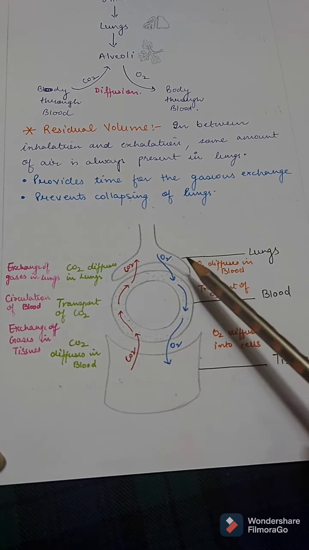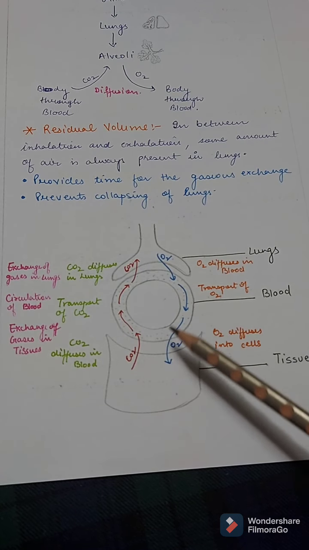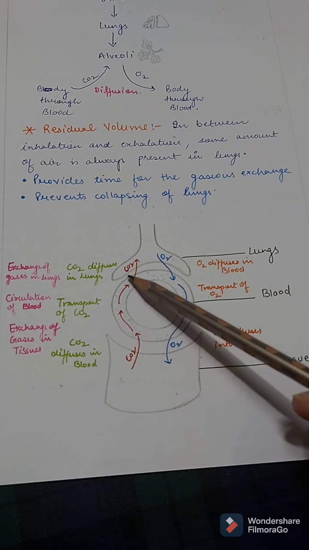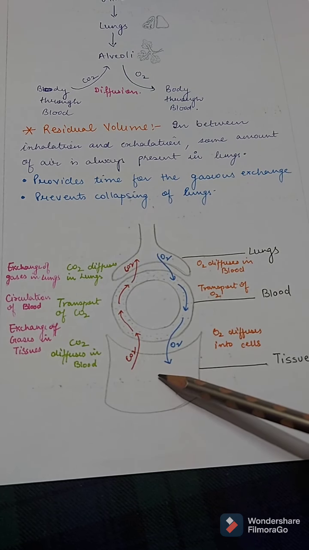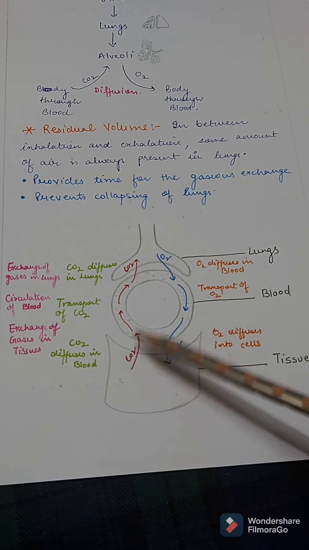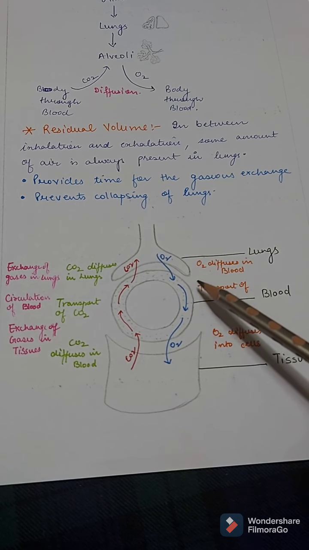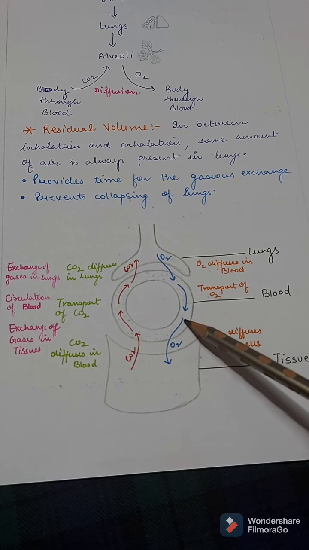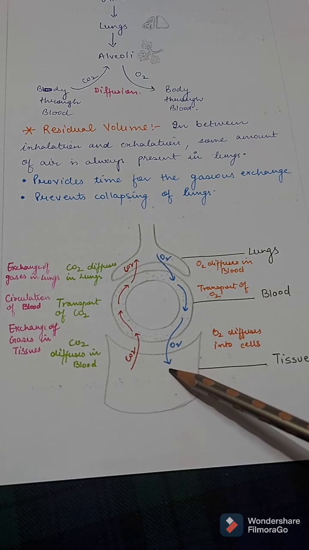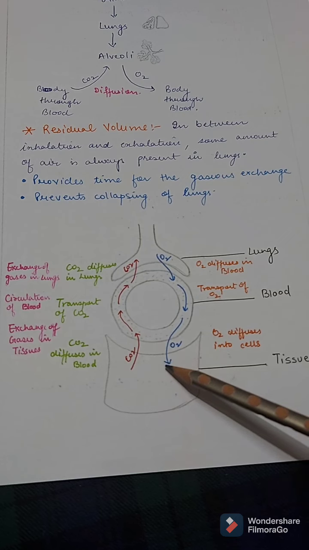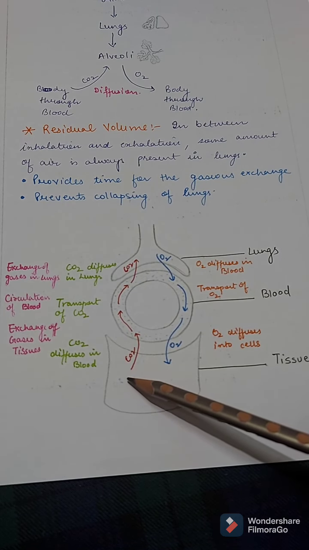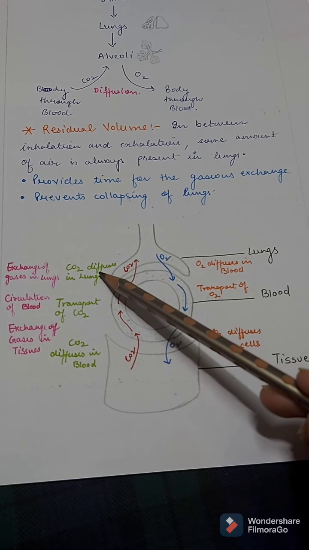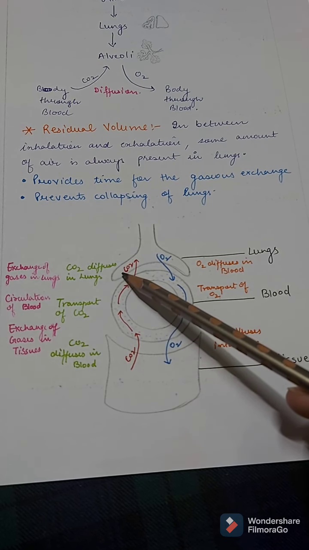So these are the lungs, this is the blood circulating, and these are the tissues. So this is carbon dioxide, and this blue line shows the oxygen. So oxygen diffuses in blood, and the transportation of oxygen takes place in the body, and it diffuses into the cells. Whereas the carbon dioxide from the tissues goes to the blood and is transported to the lungs. Here the carbon dioxide diffuses in the lungs.